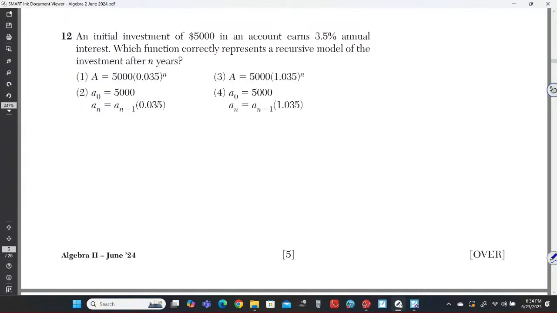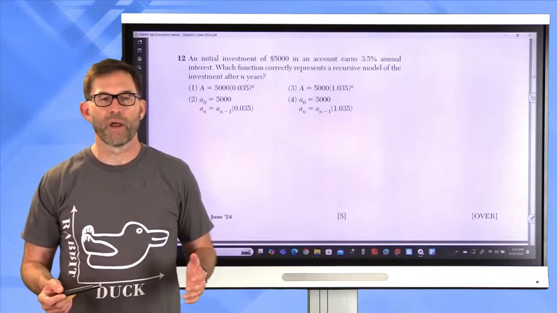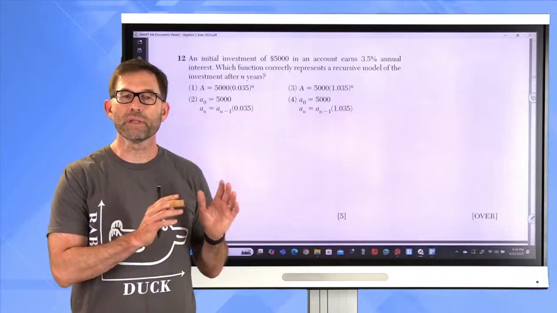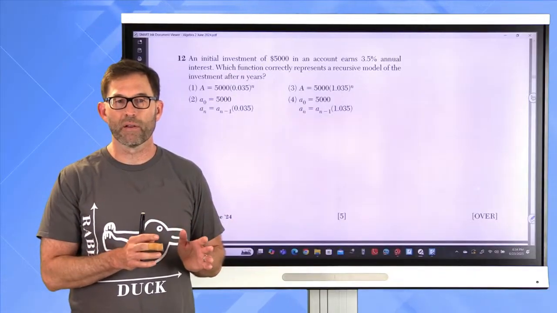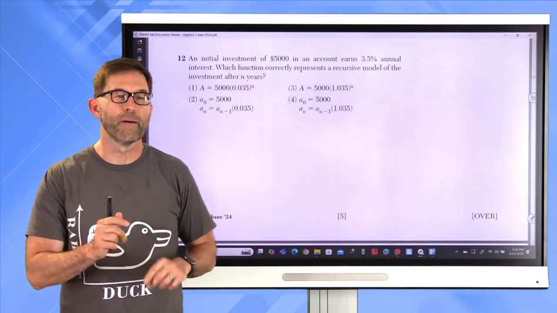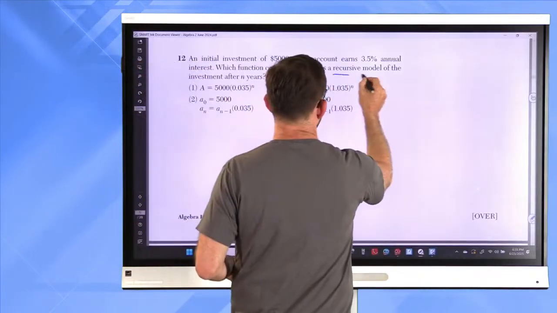An initial investment of $5,000 in an account earns 3.5% annual interest. Which function correctly represents a recursive model of the investment after n years? Now, this one's a little bit of an obnoxious problem because, right, there are 2 completely valid ways of modeling this in terms of the choices, right? But only one of them is a recursive model.